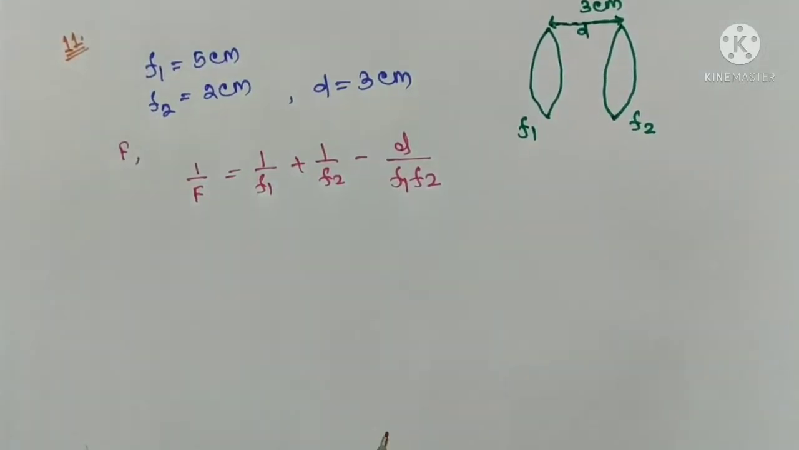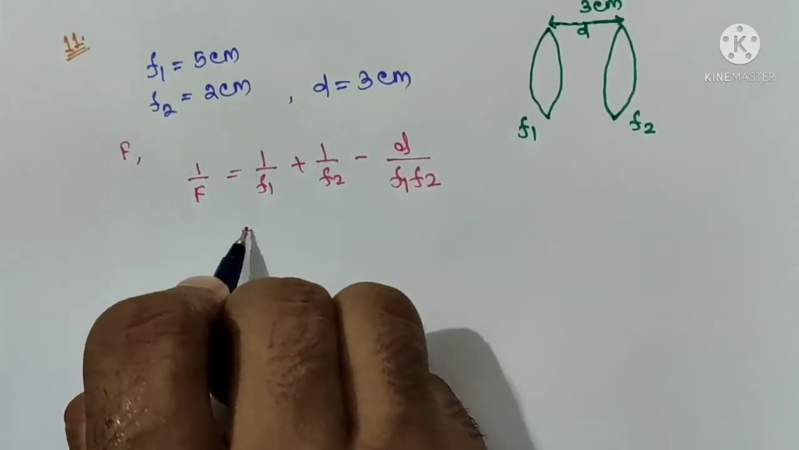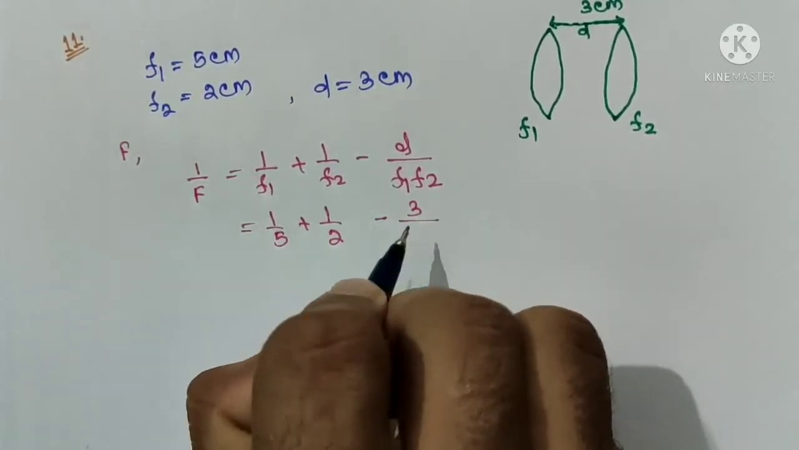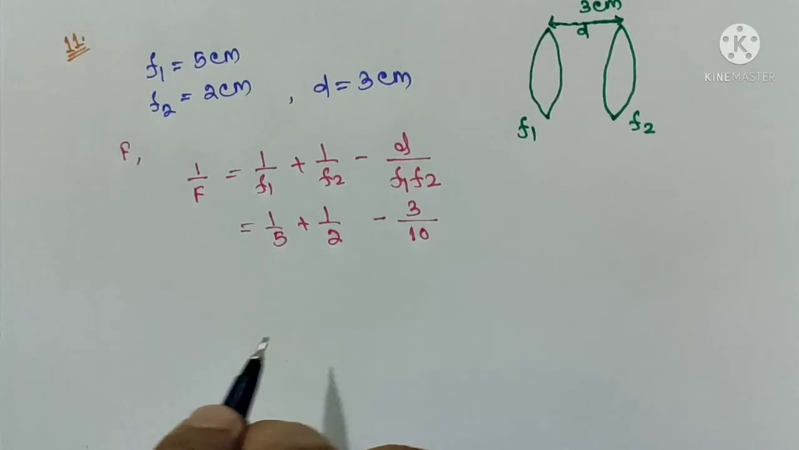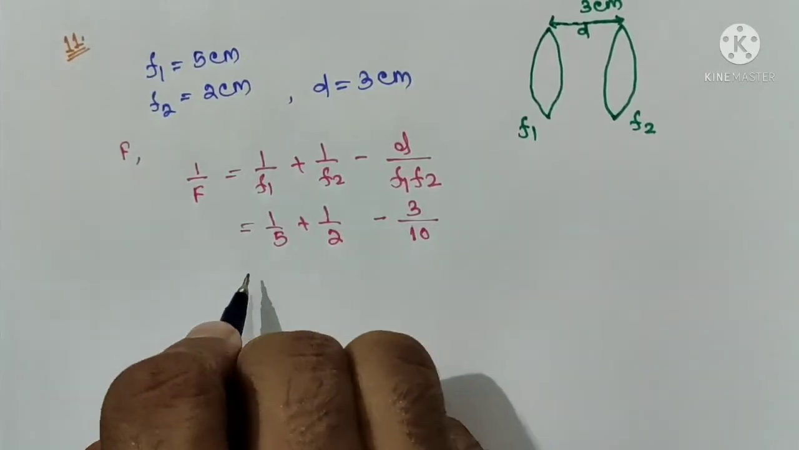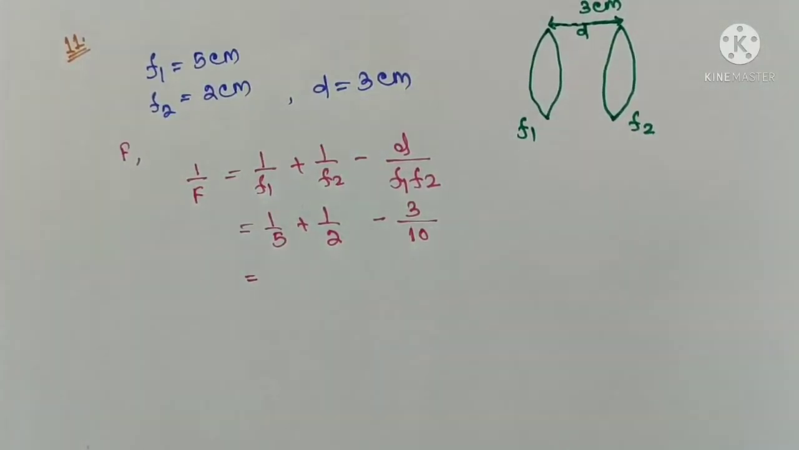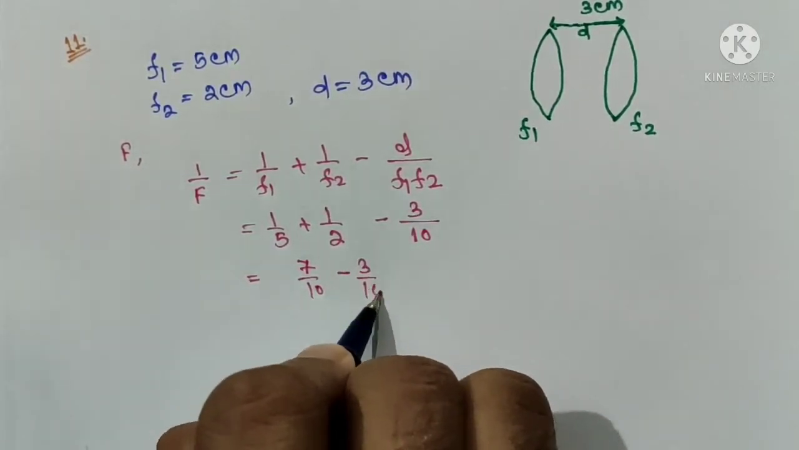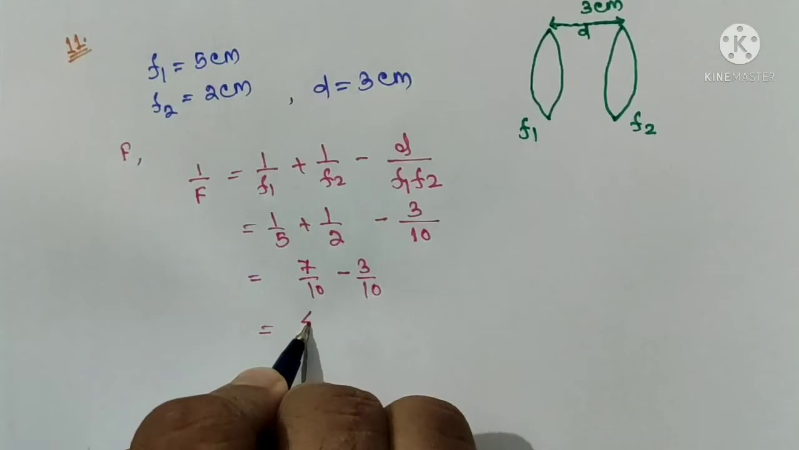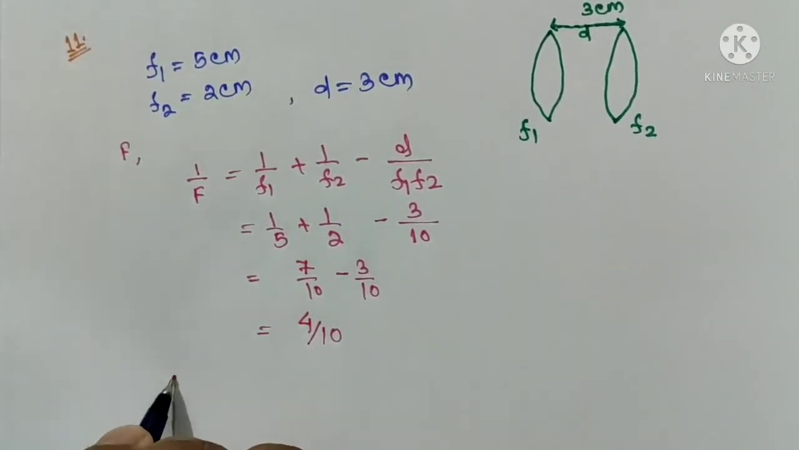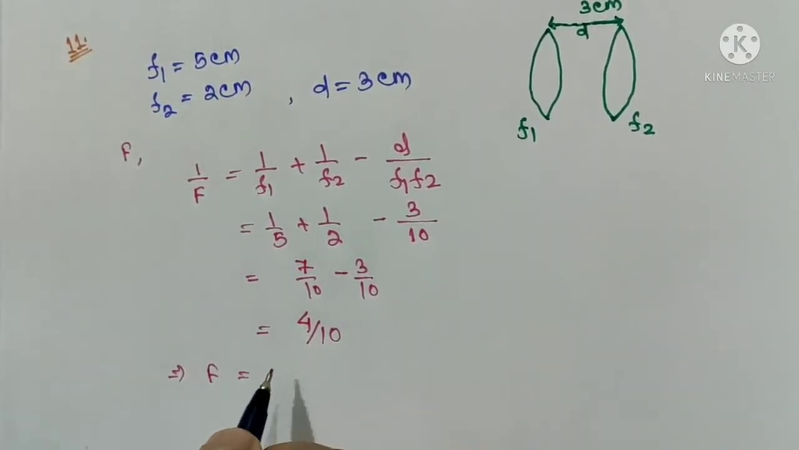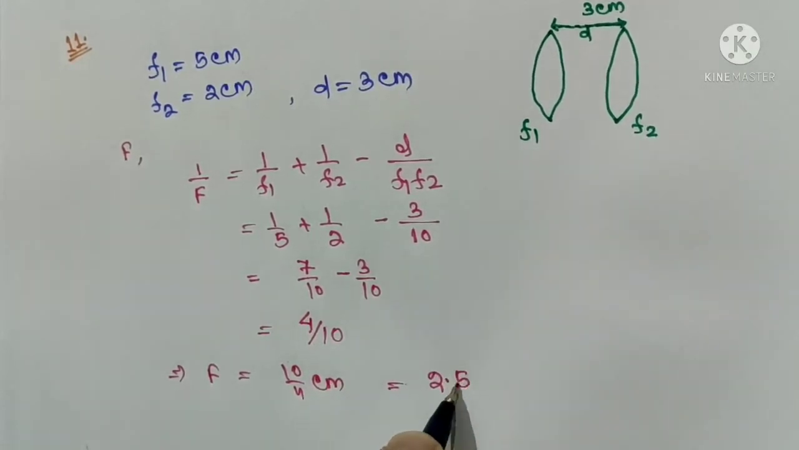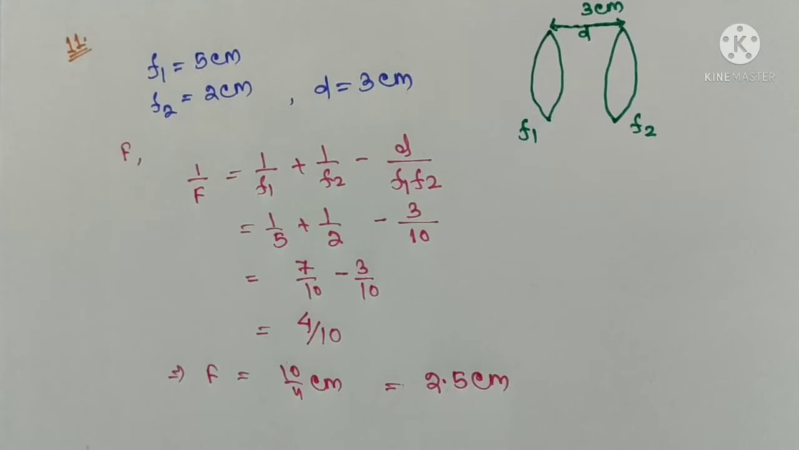So just use these numerical values. This will become 1 by 5 plus 1 by 2 minus 3 by 5 into 2, which is 10. So it is equal to 7 by 10 minus 3 by 10, which is equal to 4 by 10. So from here F equal to 10 by 4 centimeter, which is equal to 2.5 centimeter. So your correct option is option B.